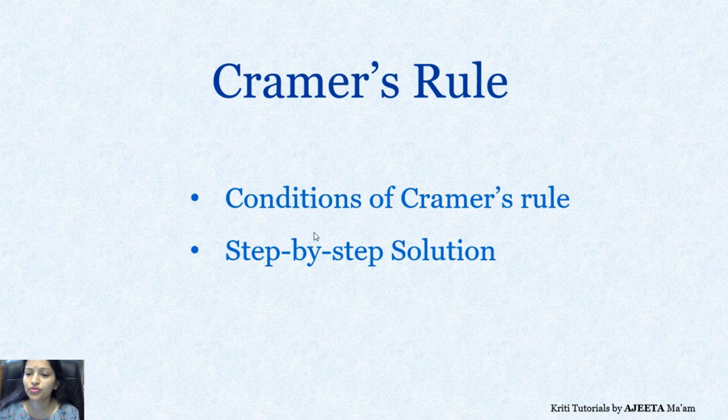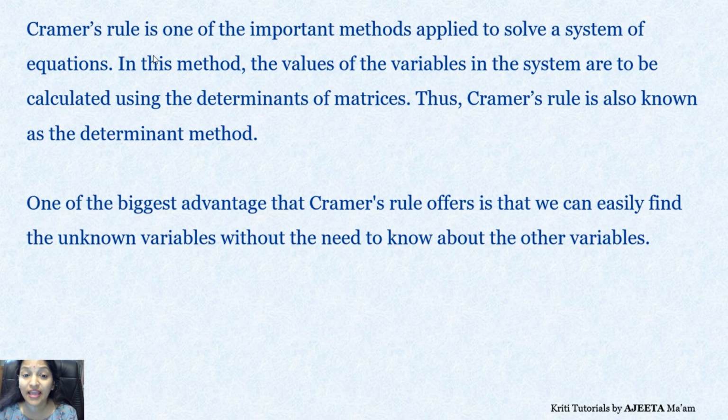So here we are going to take up some conditions of Cramer's rule which are very important to understand, and we will be discussing the step-by-step solution as well. Now let's understand what this rule means. Now if we go with the name, some students ask, ma'am, what's the meaning of the name? So the name is after the mathematician who gave it. That's it. There is no relation to the method of solving.